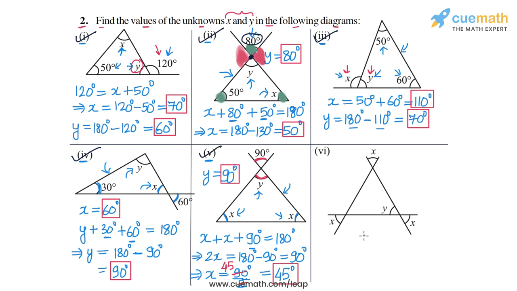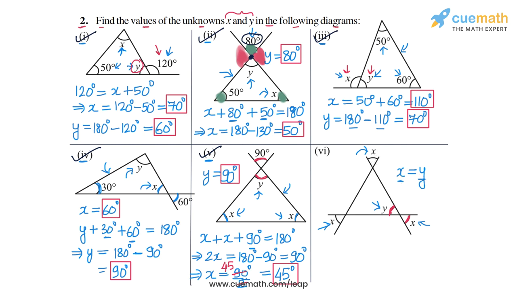Finally we come to part 6. In part 6, the unknowns are this angle x, which is marked here also and here also, and we have y marked here. So first of all, we observe that this angle which is marked x and this angle which is marked y, these two angles are vertically opposite angles. So we can straight away write x is equal to y. So whatever is the value of x will also be the value of y.